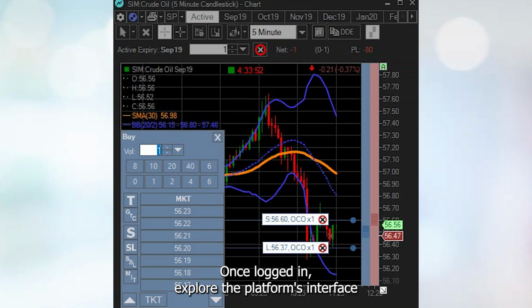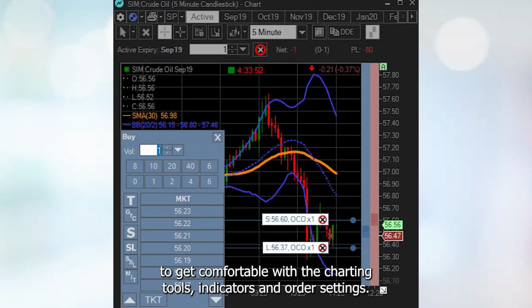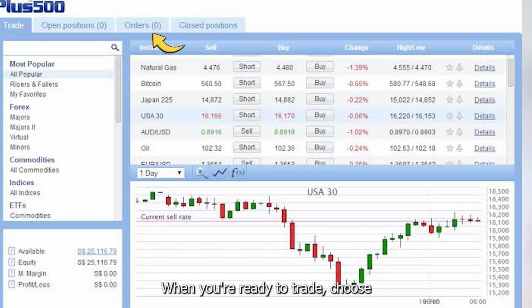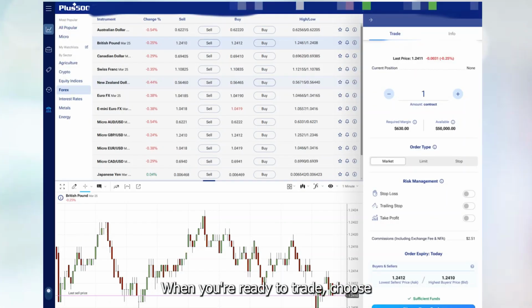Once logged in, explore the platform's interface to get comfortable with the charting tools, indicators, and order settings. When you're ready to trade, choose a financial instrument such as Forex or commodities.